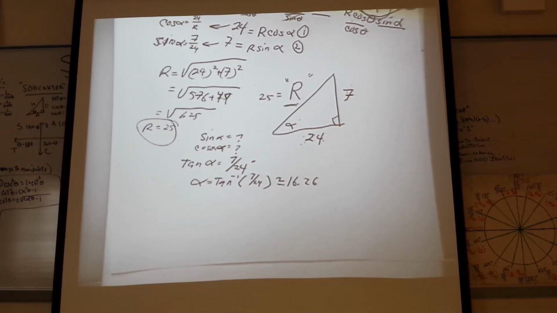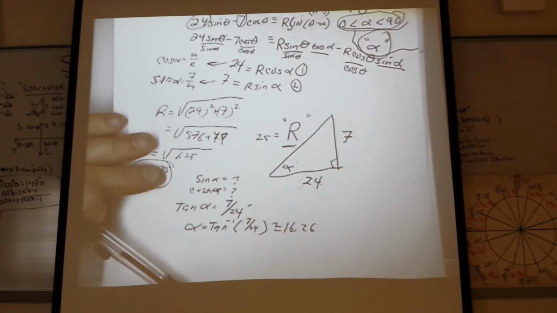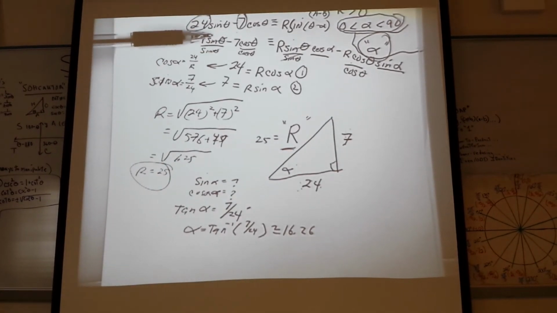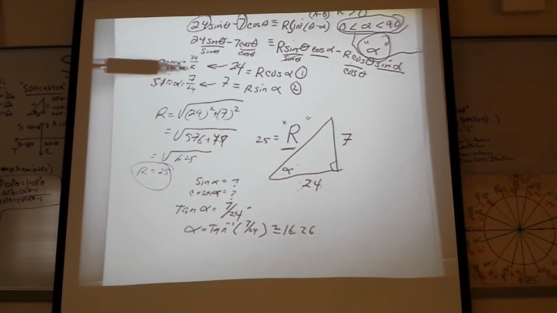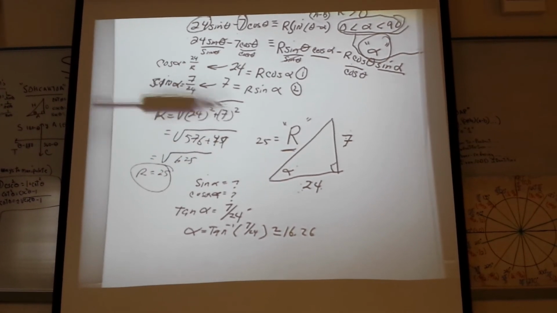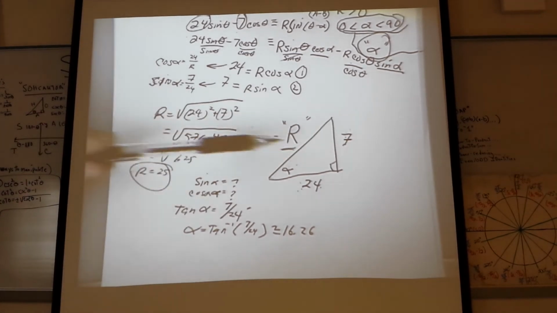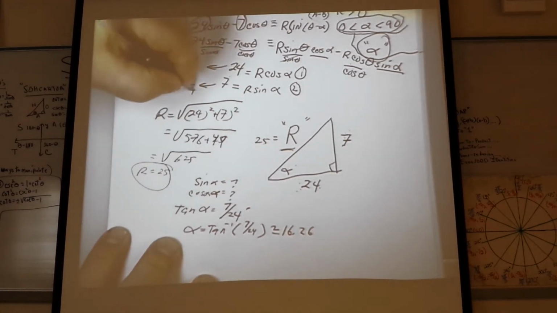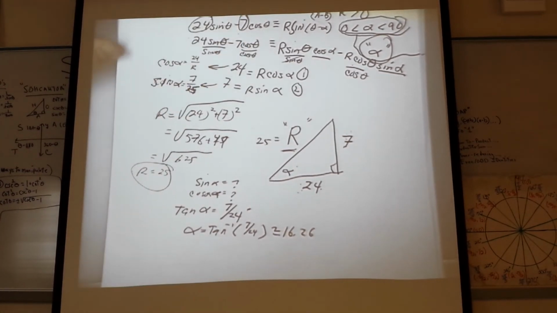Wait, back up at the top, you say cosine of alpha equals 24 over r, and then sine of alpha is 7 over 24? Well, cosine of alpha is going to be 24 over 25, and sine of alpha is going to be 7 over 25. But you wrote 25. Thank you. She got me. Keep me honest.